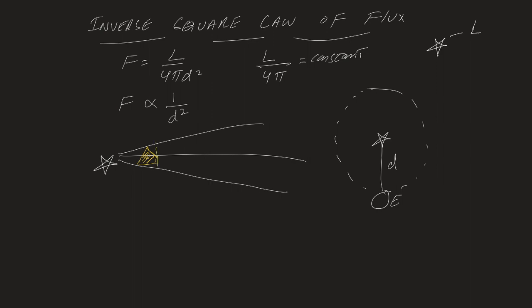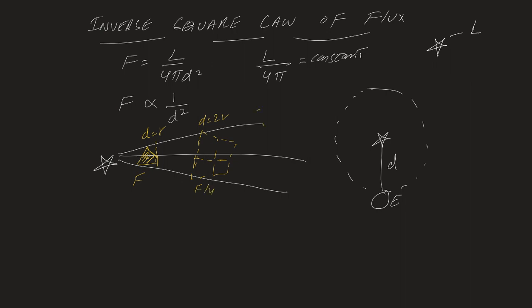For example, this is the case where D is equal to R. If you move further apart, for example D is equal to 2R, then what will happen? This area will be divided into 4 parts, so the radiant flux intensity will be divided by 4. If it is F here, then it will be F by 4.